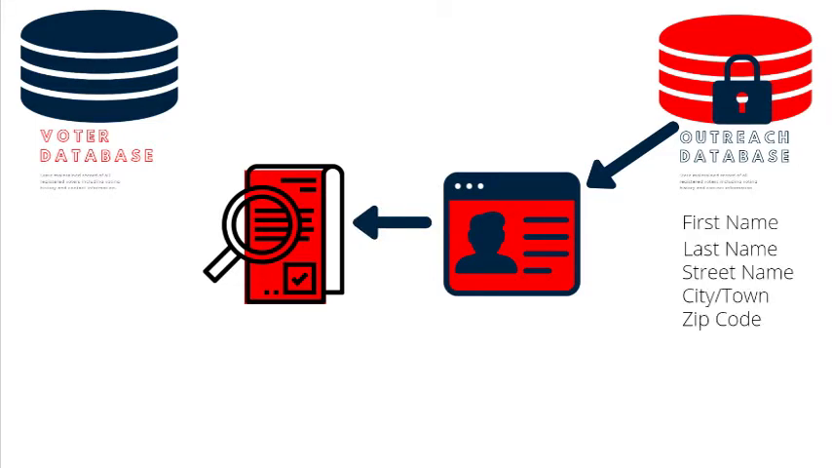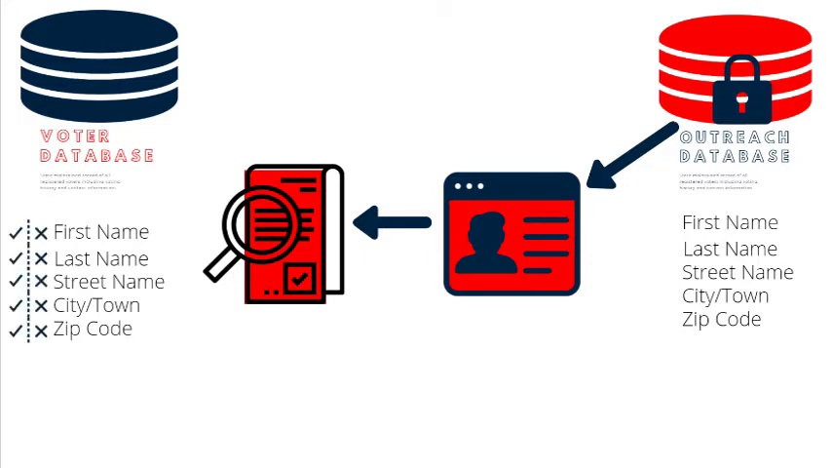We're going to use key fields of first name, last name, street address, city or town, and zip code, and we're going to see if we can find that in the voter database. We're hoping to get all matches, but a lot of times you'll get some mismatches, and here's basically the deal. If you have a complete match, it gets put into the confirmation queue. Anything that is a partial match gets put into a verification queue.